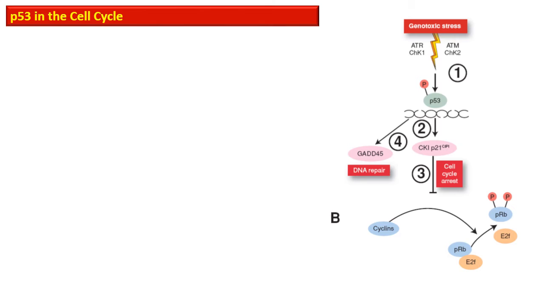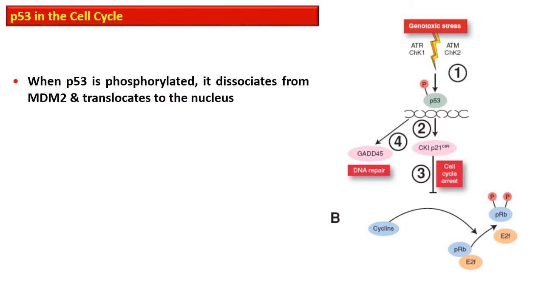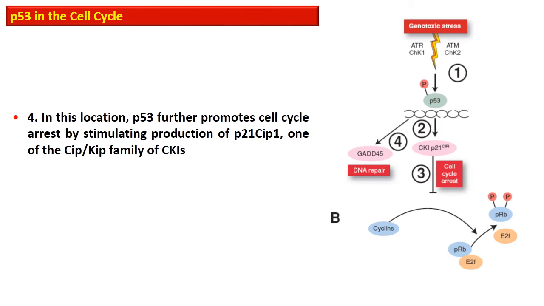Now this checkpoint activation has a purpose. It is giving time to repair the DNA. When this P53 is phosphorylated, it is dissociated from the murine double minute and it is translocated to the nucleus. In the nucleus, it further promotes the cell cycle arrest by stimulating P21. P21 inhibits the cyclin action on RB phosphorylation. So there will be arrest of the cell cycle.